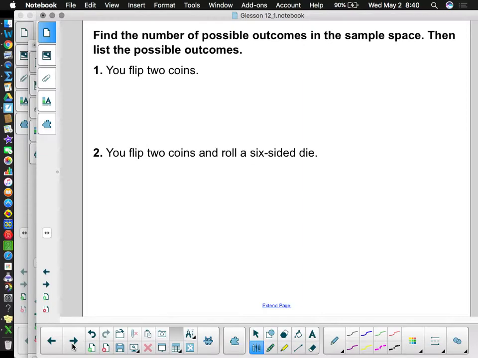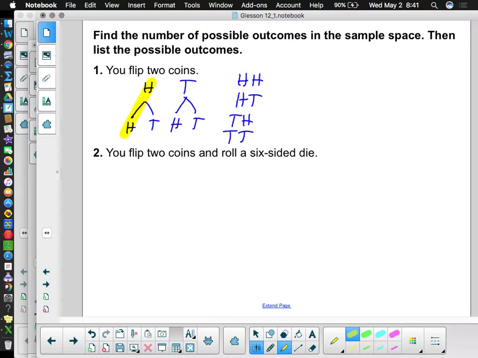Flip 2 coins. Okay, the first coin could be heads or tails. The second coin could be heads or tails, and then heads and tails again. So my possible outcomes are heads heads, heads tails, tails heads, and tails tails. Those are my 4 possible outcomes. Notice each outcome is one branch of the tree.